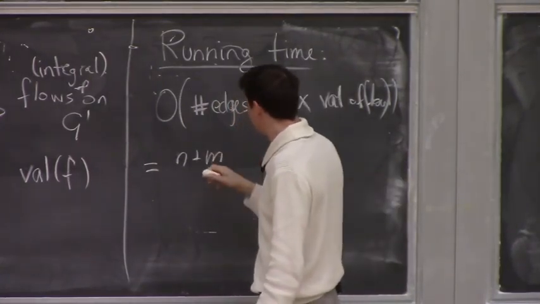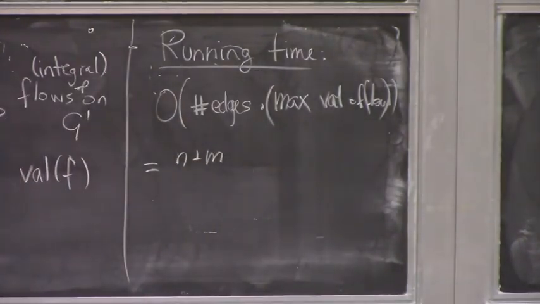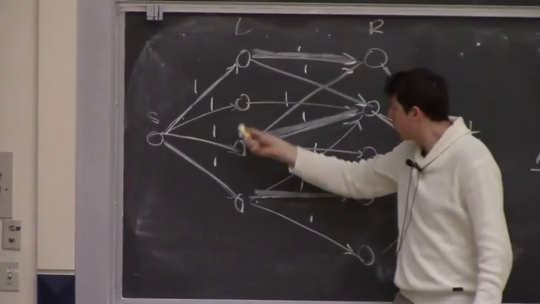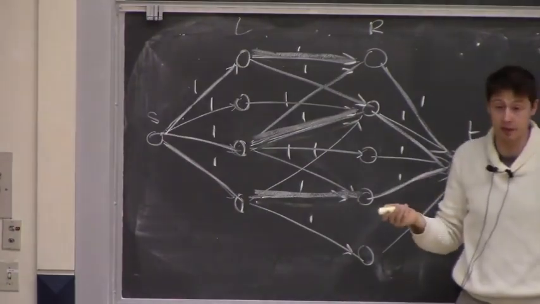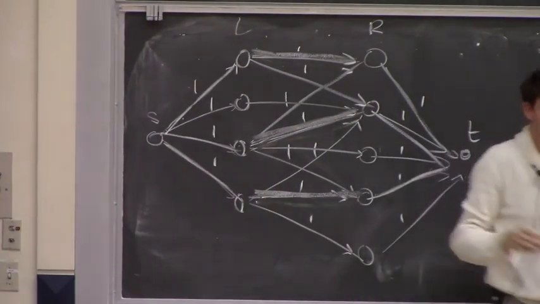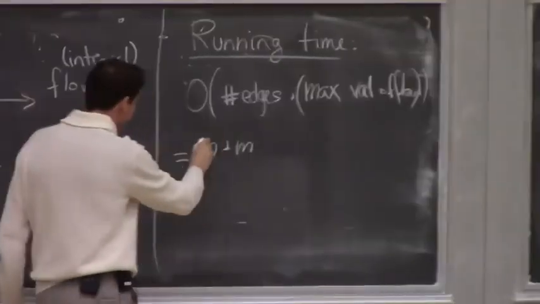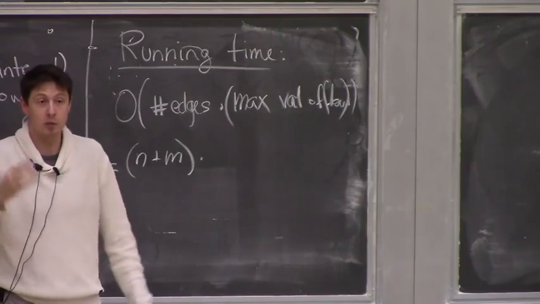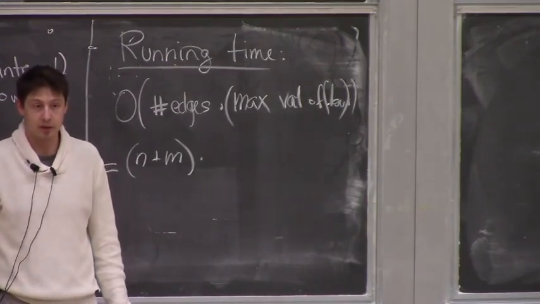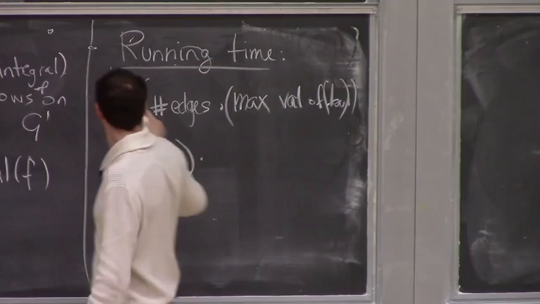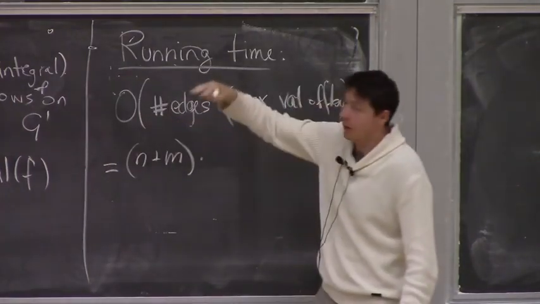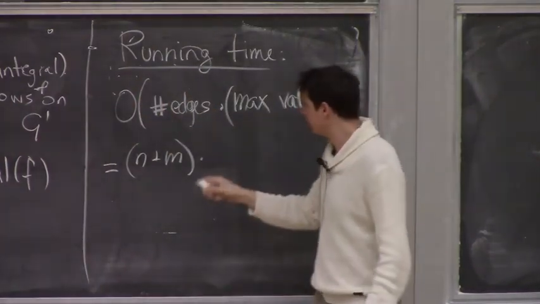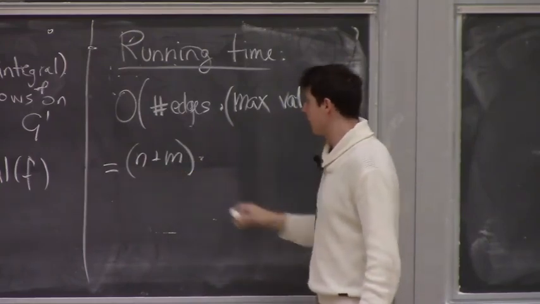Why? Because we're counting all the edges we had already. That's m. We added new edges, so we should count them too, right? 1, 2, 3, 4, and so on. There's 1 per vertex, right? So how many vertices do we have? N. OK, so that's fine. Notice that it would have been troublesome if we added an exponential number of edges, because it means our reduction would not have been very efficient, right? OK, but that is only one term. This is n plus m.